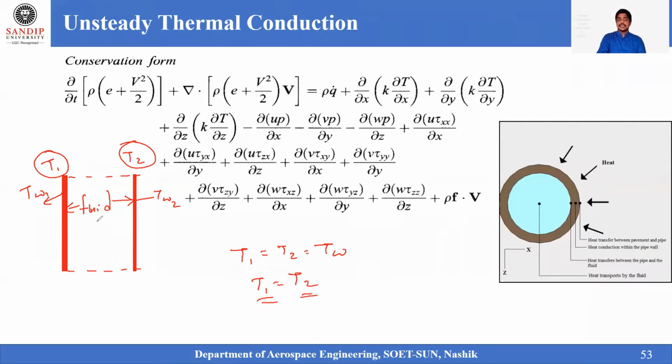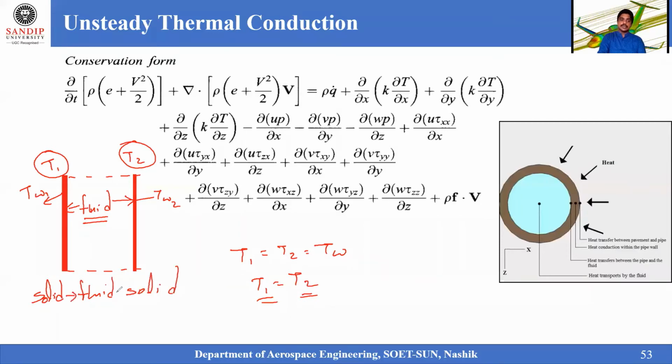But there is something available in the middle, in between the two walls. That is the fluid. So when one wall is being conducted, heat needs to be transferred from the solid boundary to the fluid boundary and from the fluid to the solid boundary. This is how the transfer of heat is happening here.